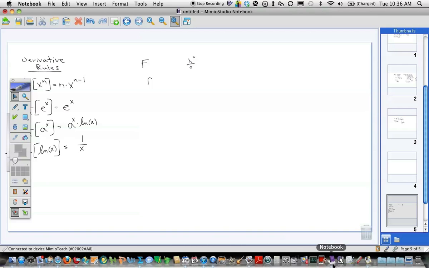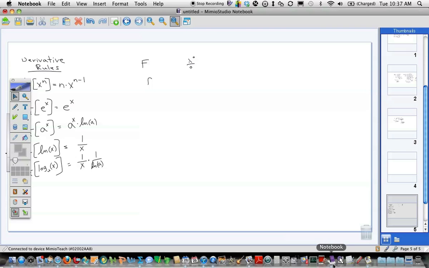And then if you have other base logs, it's going to work very much the same. If we have log of any other base other than e, the derivative is 1 over x times 1 over ln a, the natural log of whatever that base is. So if you're going to do the derivative of log of x base 2, the derivative would be 1 over x times 1 over ln 2.